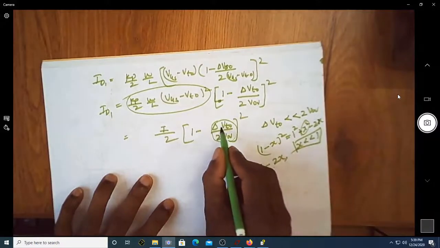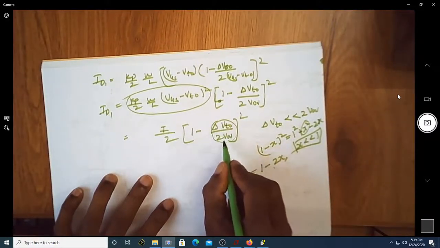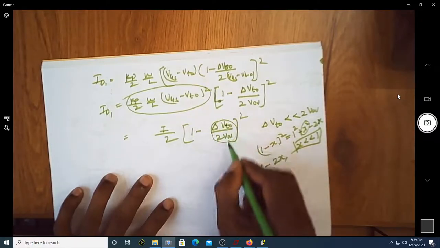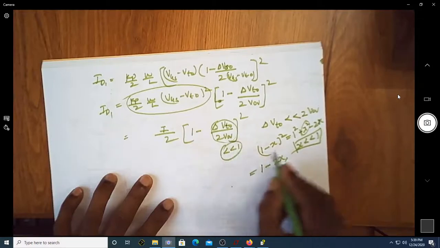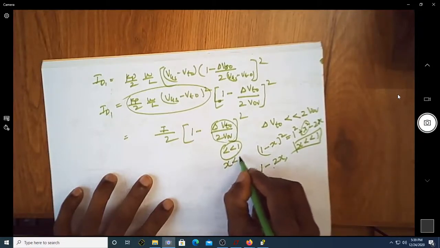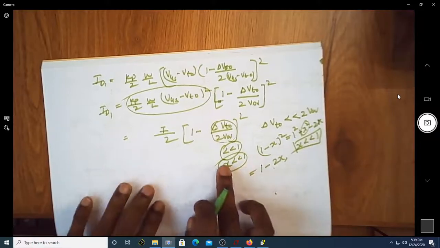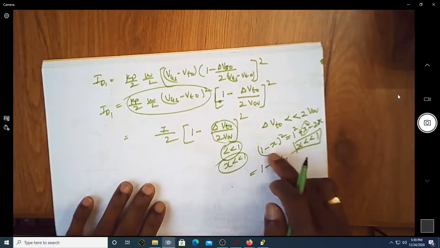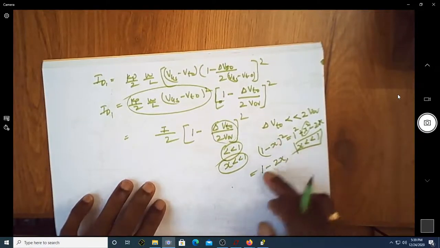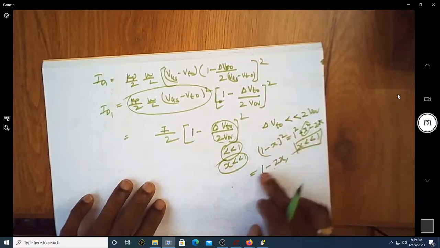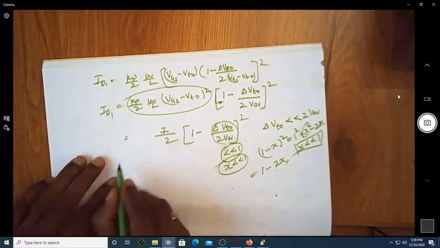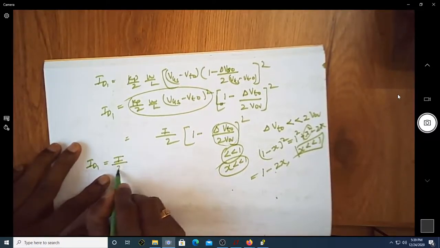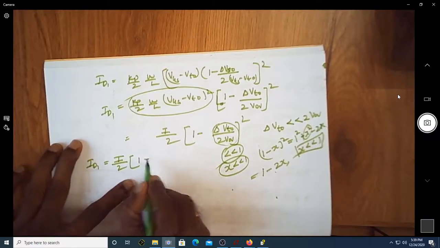Now in this case, since delta VTO is far less than 2 VOV, this ratio is far, far less than 1, which is the case over here, where x is far, far less than 1. So instead of x, you have this ratio which is less than 1. When x is far less than 1, we end up with (1 minus x) whole square equal to 1 minus 2x. So I can rewrite this expression of ID1 as I by 2 times (1 minus 2x).